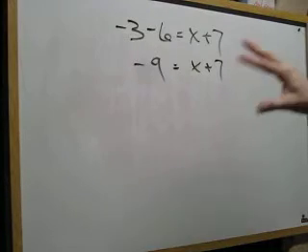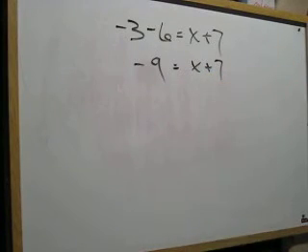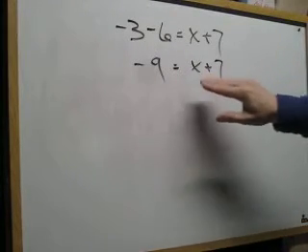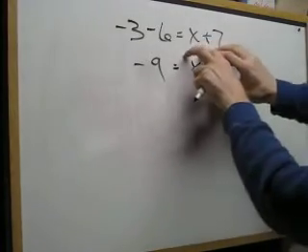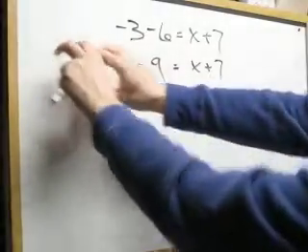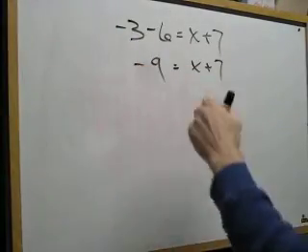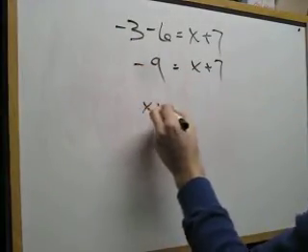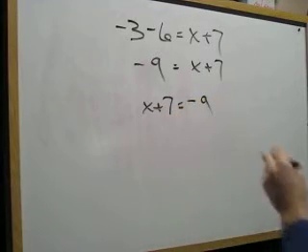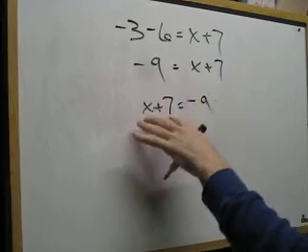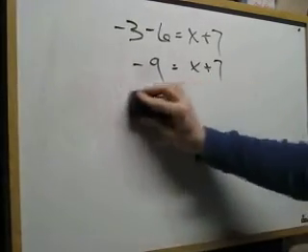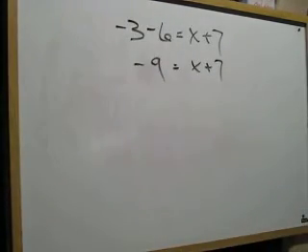The only thing strange about this is my x is on the right-hand side. Doesn't matter. If you don't like the x being on the right-hand side, some people don't, take everything here, move it over here, and put the x here, or the equal sign here. So you could rewrite this as x plus 7 equals negative 9. Doesn't really matter. They're the same thing. We just put this stuff over here and this stuff over here. So if you like the x on the left, feel free to do that.